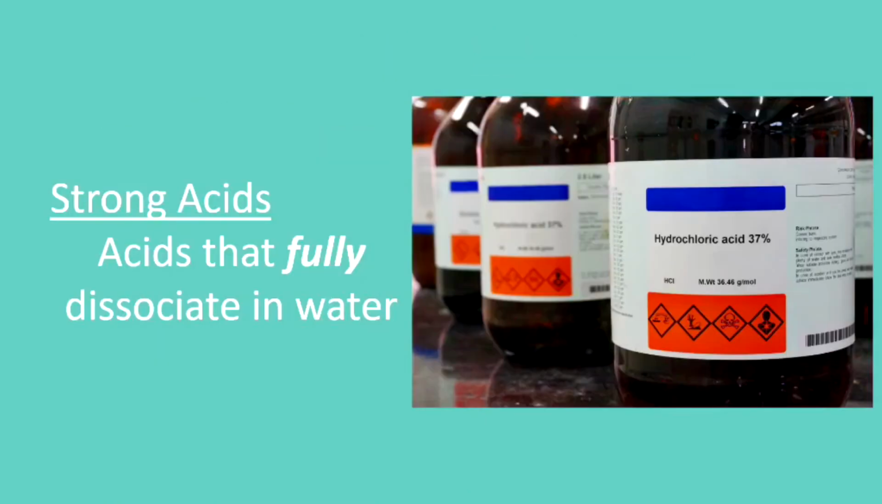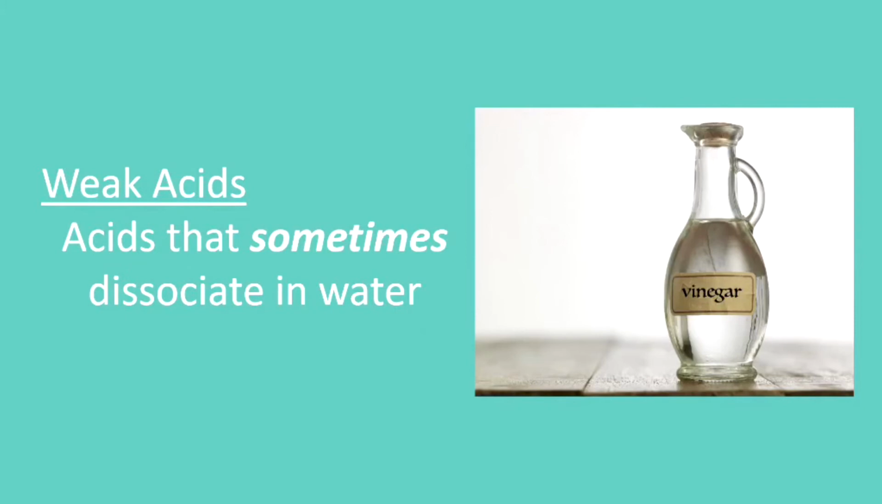Let's look at the formal definition. Strong acids are acids that fully dissociate in water. An example would be hydrochloric acid, which you see in these glass bottles on your right. You would find those in chemistry labs. On the other hand, weak acids show up in everyday life, like vinegar, which is a weak acid, and they're acids that sometimes dissociate in water. Okay, that's weak acids. Now let's talk about weak bases.